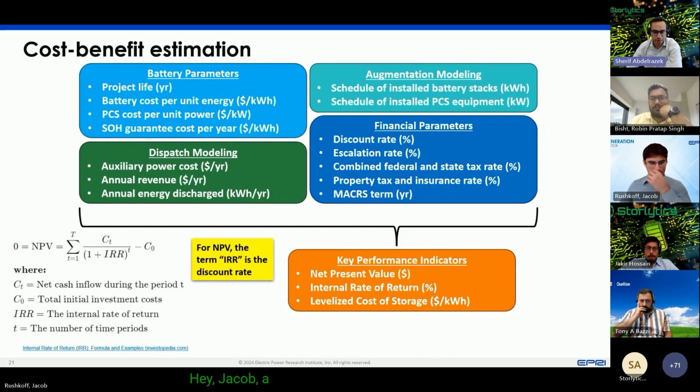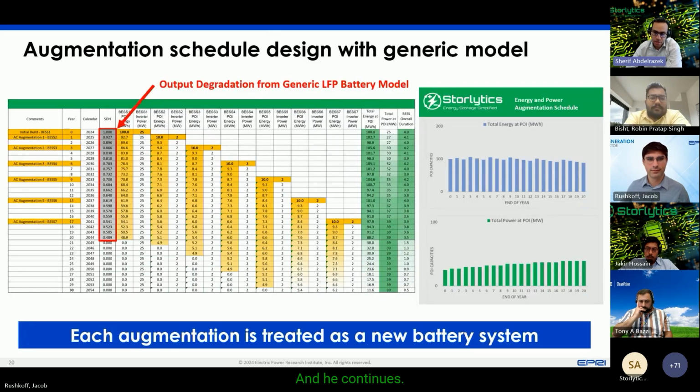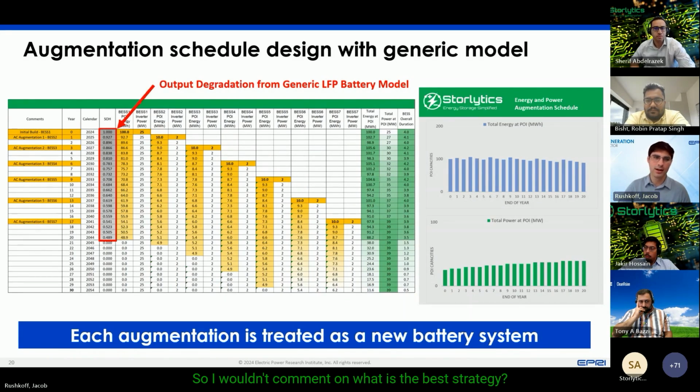Hey, Jacob, quick question posed here by Karthikya. What is the advantage of augmentation in year 1 or 2 versus overbuild? He continues, I would have imagined augmentation would happen after a few years. Yeah, that's an excellent question, and this is something that we're going to be studying through our efforts in this study. What we're working on is still rather preliminary, so I wouldn't comment on what is the best strategy.